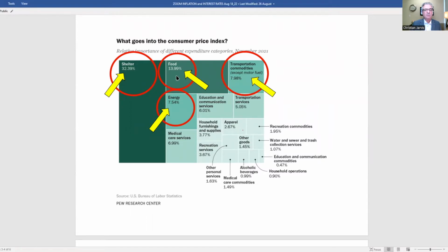We then move over to food, almost 14% of the index. And if anyone's been grocery shopping or to restaurants as of late, they're going to know what I'm talking about with rising food prices. We then move over to transportation and energy.